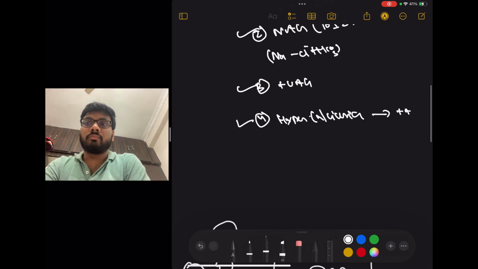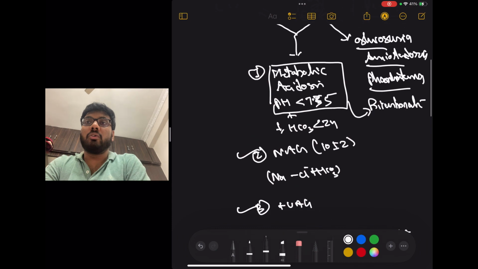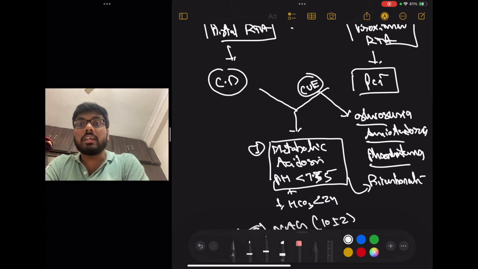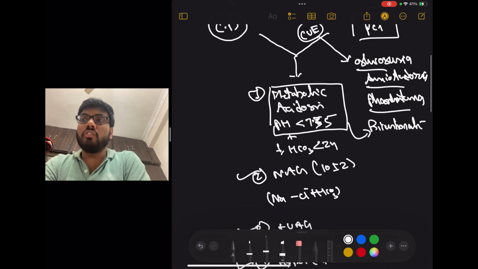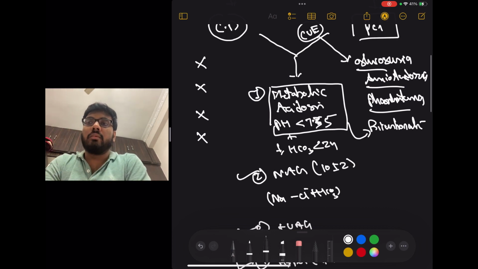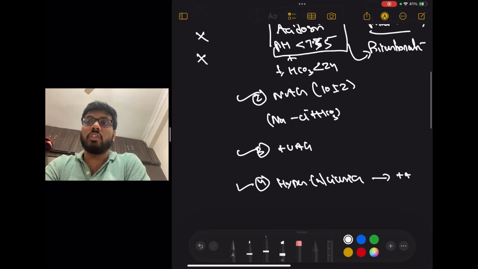Next, coming to the distal RTA, the part affected is the collecting duct. Will you see any glucosuria? No. Any amino aciduria? No. Any phosphaturia? No. Any bicarbonaturia? No. Right? But both patients will have metabolic acidosis, normal anion gap, positive urinary anion gap, and hypercalciuria.